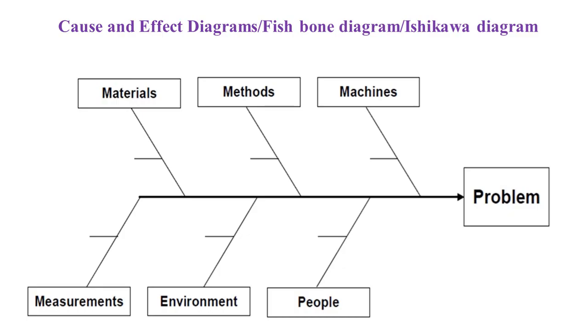This is also one structure which I have shown here for the cause and effect diagram, fishbone diagram or Ishikawa diagram. We know that at the end of the horizontal line there is a problem which is occurring, and this problem occurs due to, as already explained, defects in materials, defects in manufacturing methods, defects in machines, defects in measurements, defects in environment, meaning environmental errors, and people, meaning defects due to human error.